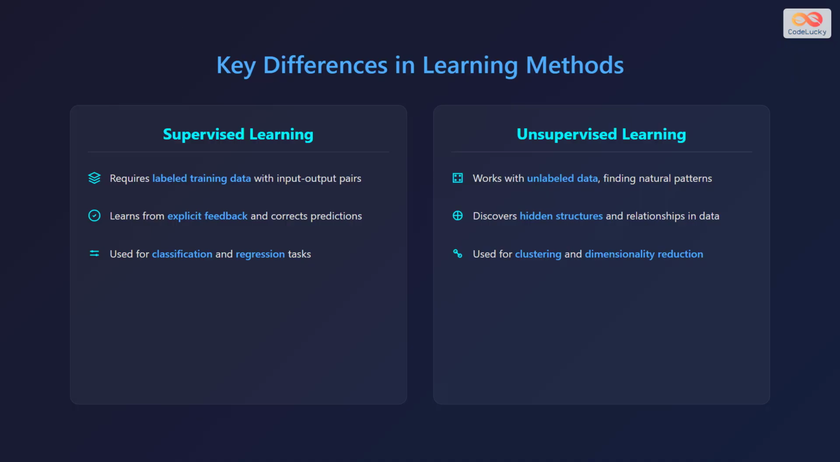On the other hand, unsupervised learning works with unlabeled data, finding natural patterns without any explicit feedback. This approach discovers hidden structures and relationships in the data and is often used for clustering and dimensionality reduction. In essence, supervised learning thrives on labeled data for prediction, while unsupervised learning explores unlabeled data to uncover hidden insights.